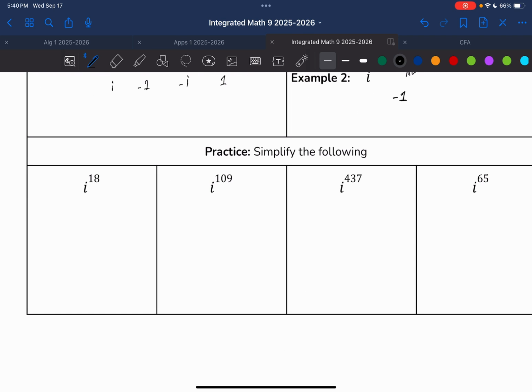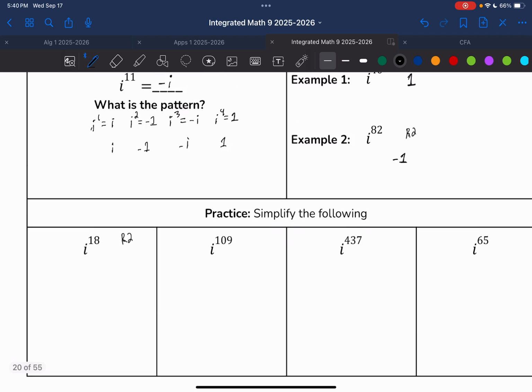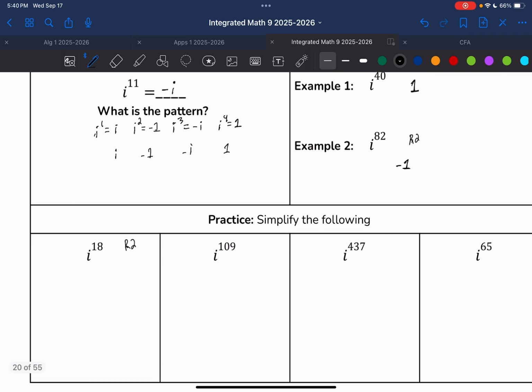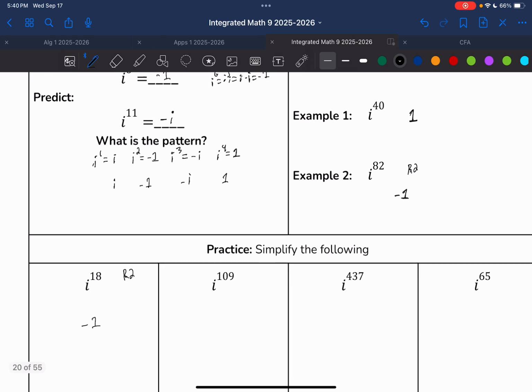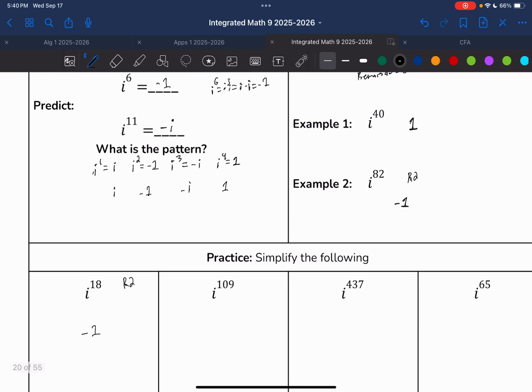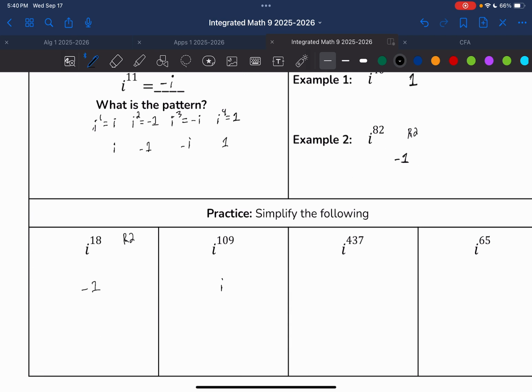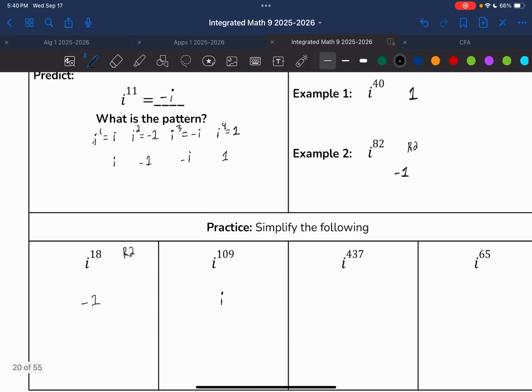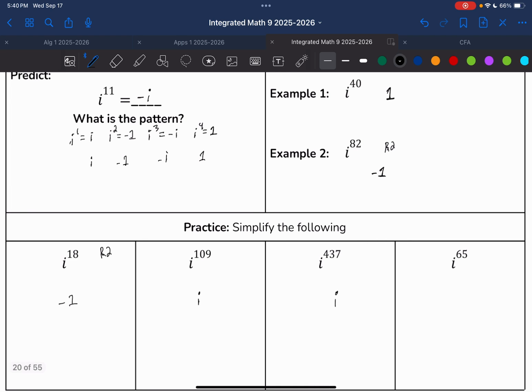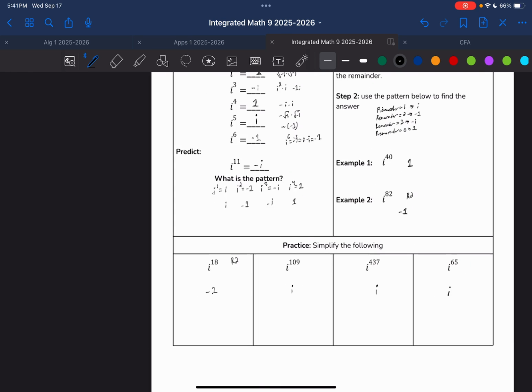Okay, so if we look at this, if we divide 18 by 4, we're going to get 16 and a remainder of 2, which means that we are at -1. If you do i to the 109th power, you're going to get 108 with a remainder of 1, meaning that this is just i. If you go to 437, you're also going to have a remainder of 1, meaning that it is just i. If you go to 65, you're going to have a remainder of 1, meaning that it is just i. All right.